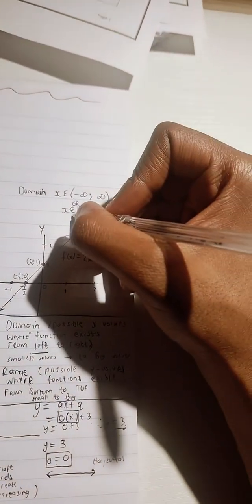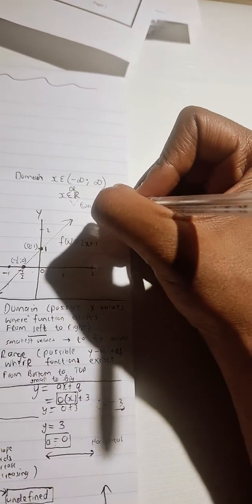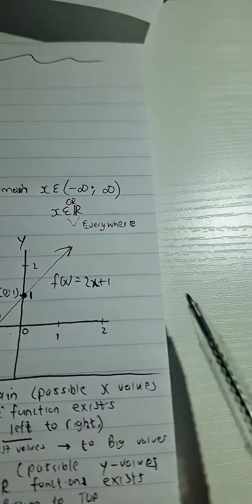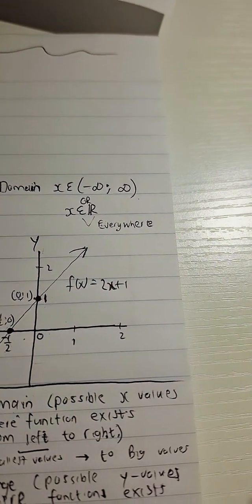The way I like looking at this element of R is like MTN, everywhere. The ER, everywhere you go. So when we say x is an element of R, understand that it's just another way of writing this very same answer. Every real number of x that you can imagine, the function will exist.